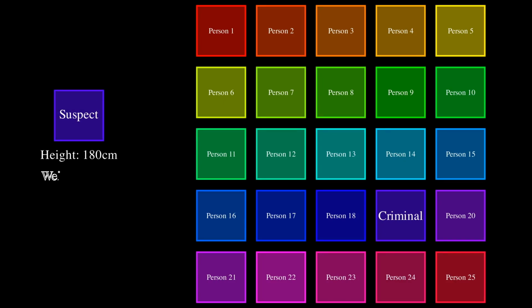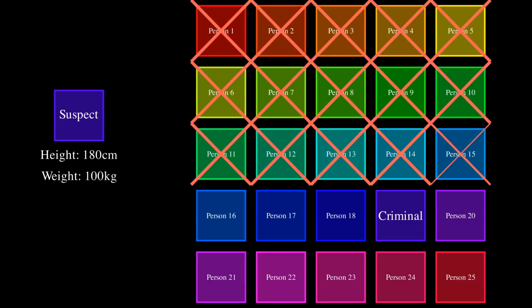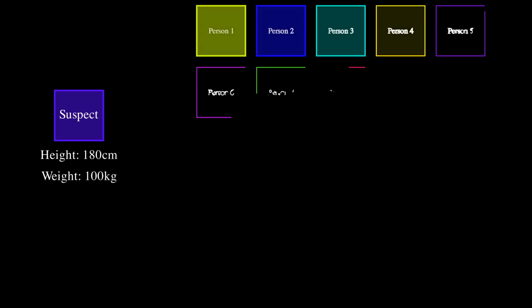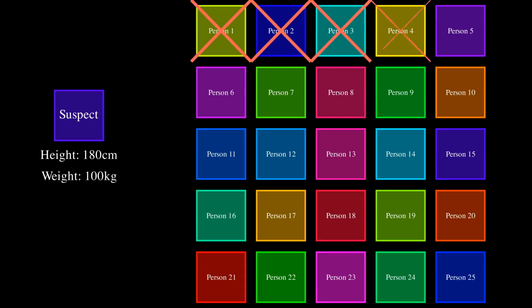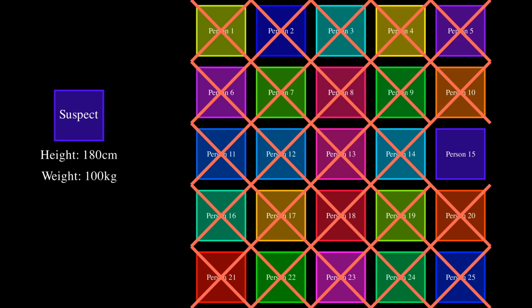Suppose you are in a room with 25 people, and you are provided with knowledge that exactly one of these people is a criminal, and your job is to catch them. The police have provided you with an exact picture of what this criminal looks like, their exact height, and their exact weight. With this full information, you will be able to catch the criminal every single time.